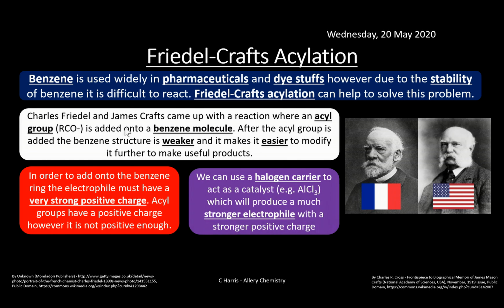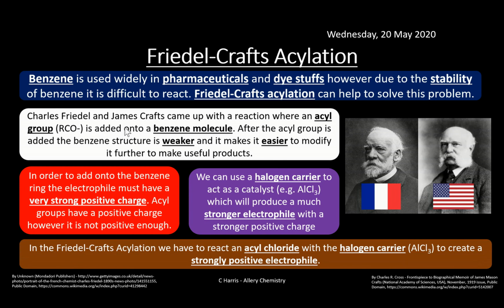Now, what we can do is prep it by reacting it with a halogen carrier. So we use a halogen carrier such as AlCl3, and you'll see why it's called a halogen carrier later. And this will produce a much stronger electrophile with a much stronger positive charge. It's a proper positive charge, not just a delta positive. It's a really strong positive charge. So we've created a very electron deficient molecule, and that is really going to have a go at the benzene ring because it's got loads of electrons.